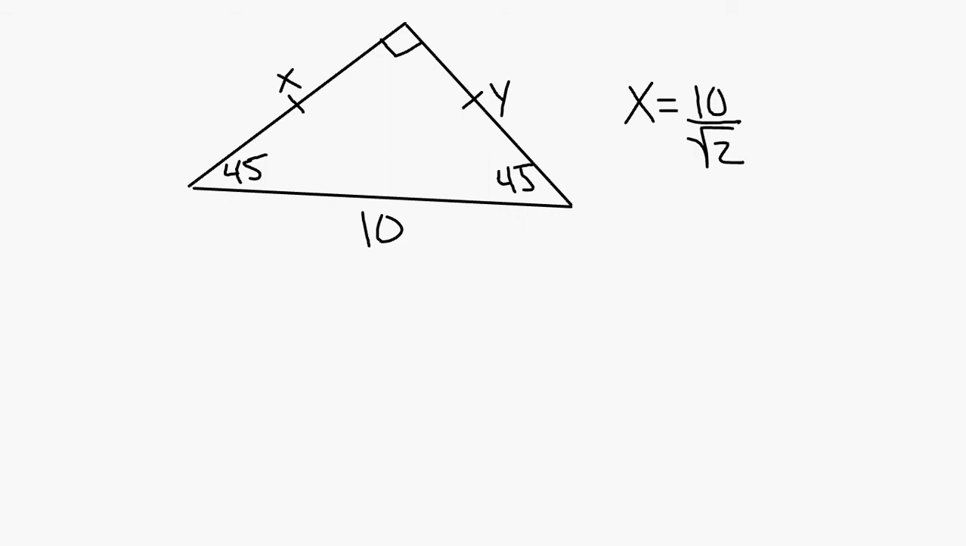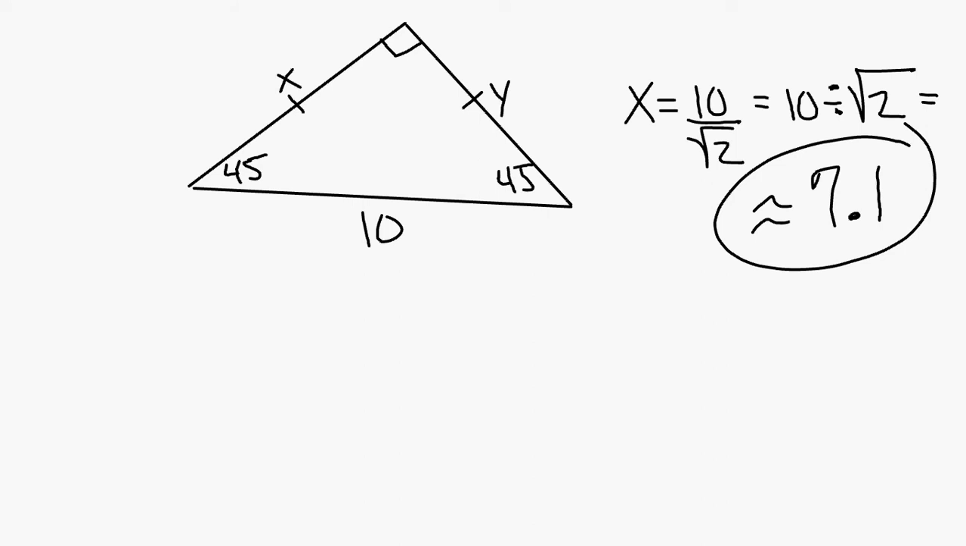So in your calculator, type 10 divided by 2 square root and hit equals. Anybody got an answer? Say again? 7.1. Sounds good. 10 divided by 2, square root button, and push equals.